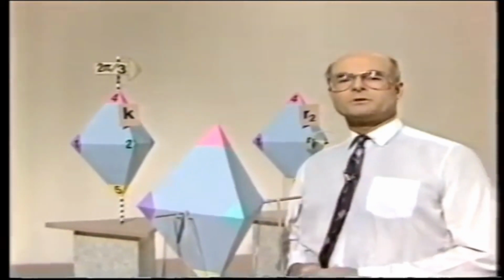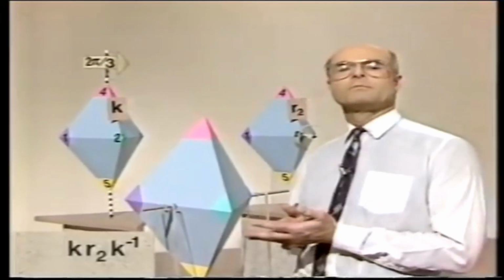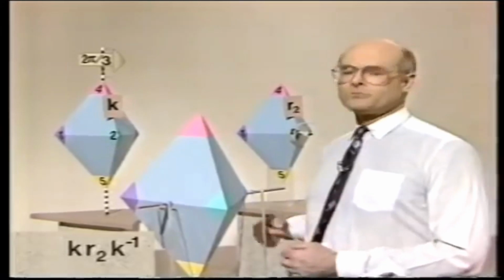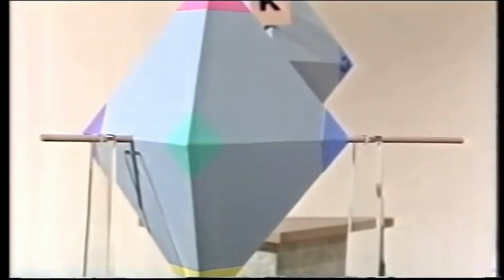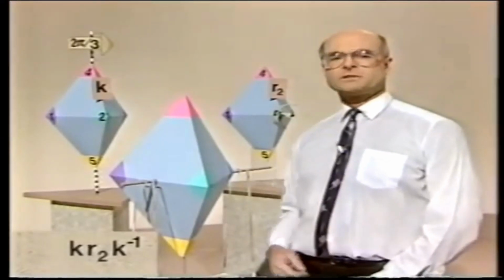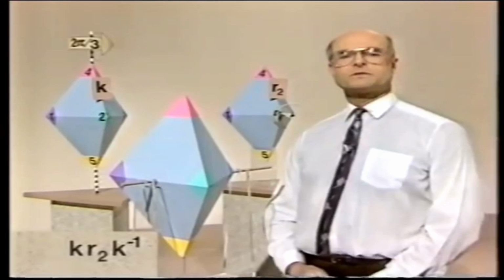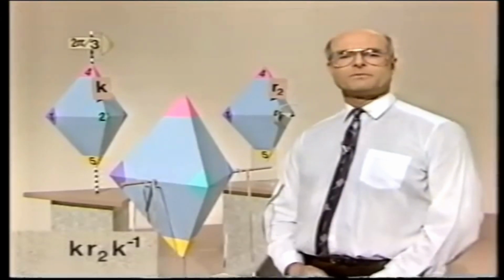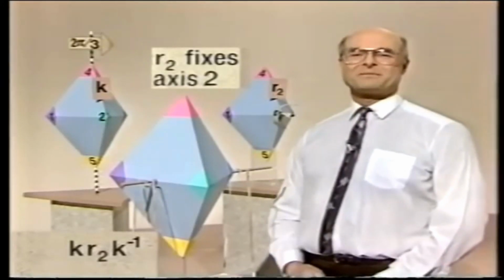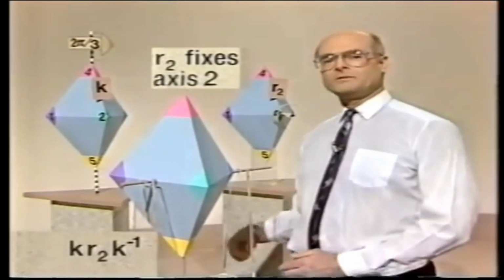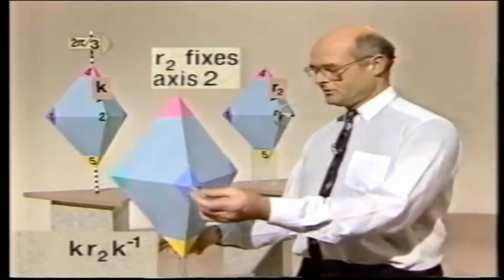I'm going to perform the triple composition K R2 K inverse on this model. And I want you to keep an eye on what happens to this axis. I have to apply K inverse first, and I'm particularly interested in this axis because it's the axis which K inverse moves to the fixed axis of R2. Let's call that axis 2. So here goes. First, I apply K inverse, which moves this axis to axis 2.